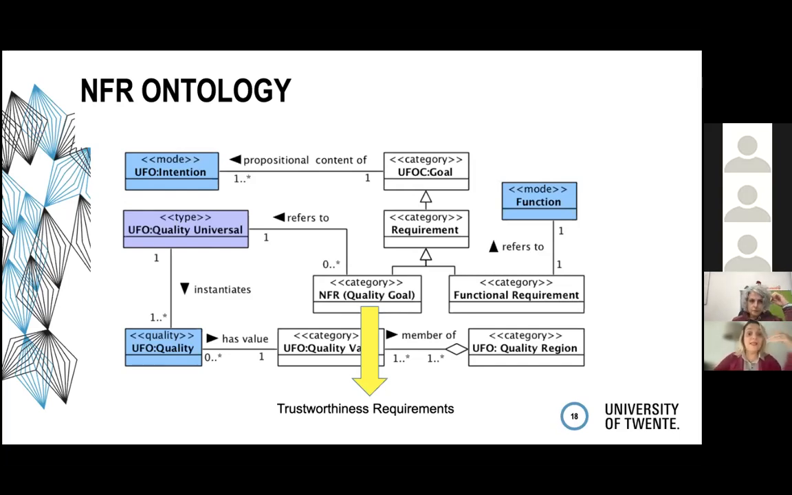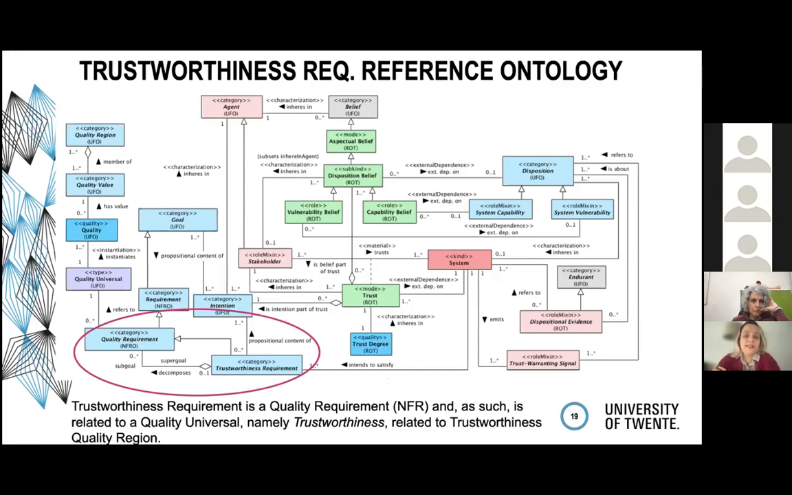But as we said in the beginning, when we think about trustworthiness, this is still very vague. So it's important for us to understand what connects to trustworthiness. So this is the reference ontology we built, the trustworthiness requirement reference ontology. And basically we put together the NFR ontology and the trust ontology. So in this part, you see that a trustworthiness requirement is a kind of quality requirement, which also can be decomposed into sub-requirements.